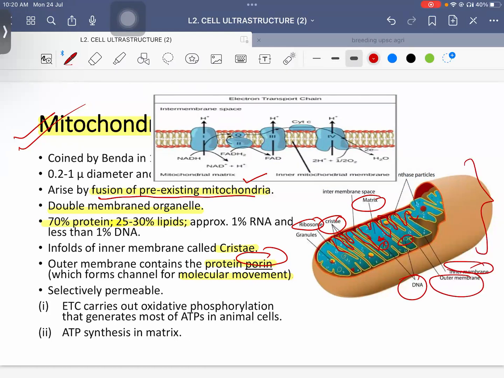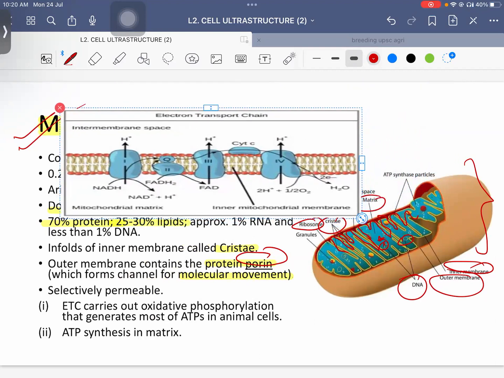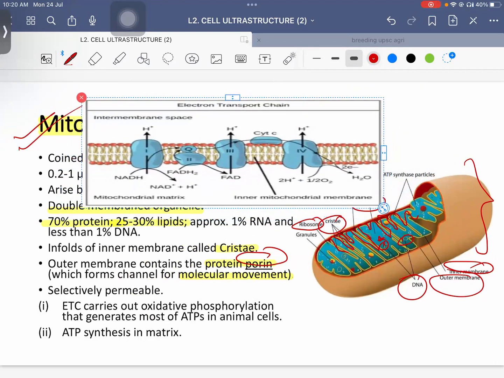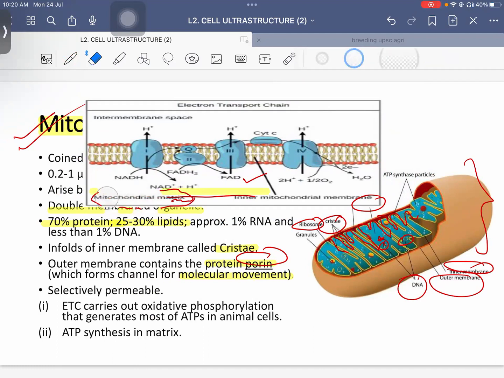Just remember it. So what is its use? This complete detail we'll discuss in physiology. See, in the electron transport chain, you would have seen, here we have the mitochondrial matrix. And the diagram is showing the inner mitochondrial membrane and the intermembrane space, and how the electron transport chain occurs.